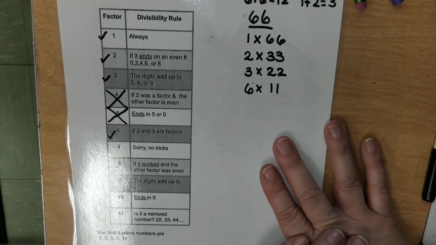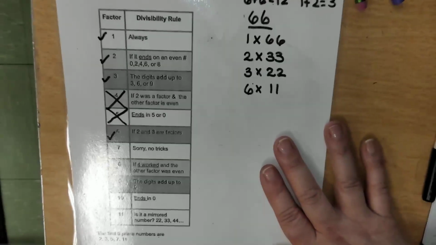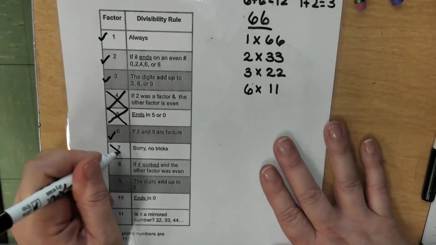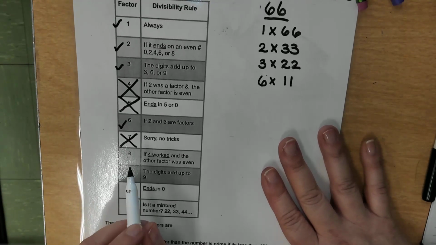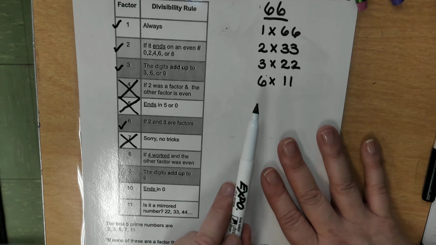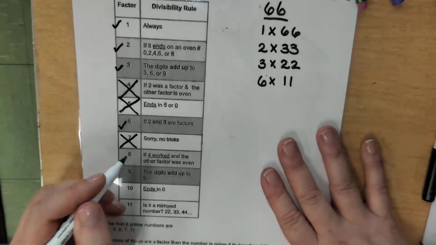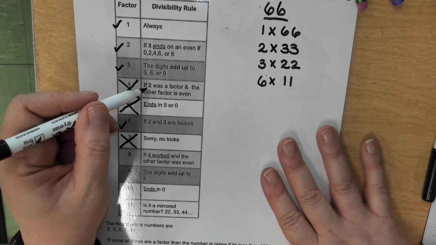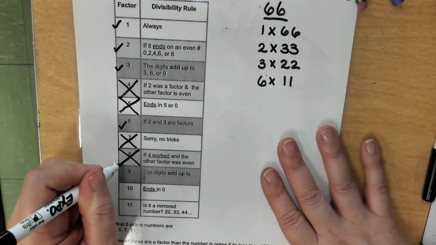7. There are no tricks, so you just need to know your 7 times tables. I know 7 times 9 is 63, and 7 times 10 is 70, so that was 1 below and 1 above. I never say 66, so 7 is not a factor. Let's see if 8's a factor. It says if 4 worked. 4 didn't work, so it doesn't matter. I don't even need to see if the other one was even. This is the exact same thing as the 4, if 2 was a factor, only now you're looking if 4 was a factor. So that one didn't work.